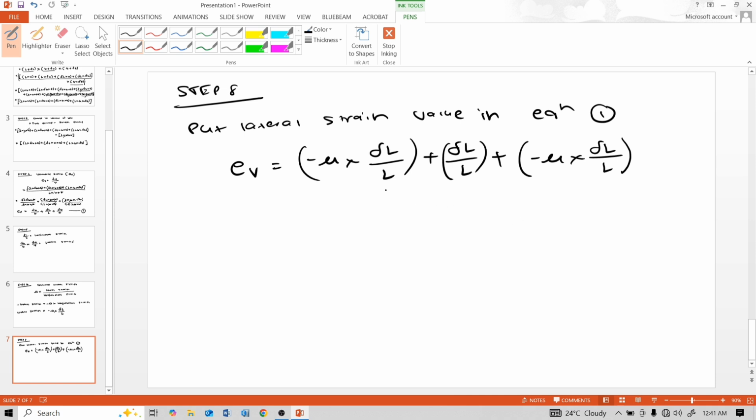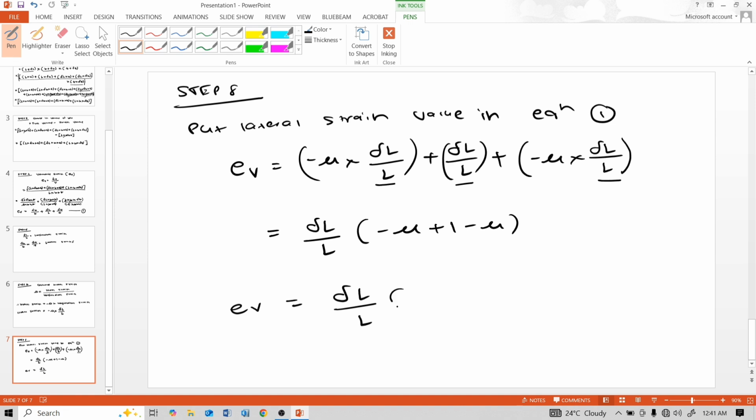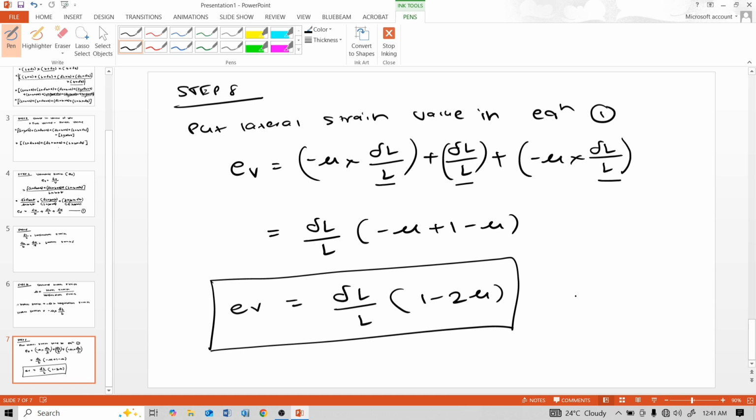Observe this equation, and take the common term out. Minus mu plus 1 minus mu, so EV is equal to change in length to the original length into 1 minus 2 mu. This is the volumetric strain of a rectangular bar: change in length to the original length into 1 minus 2 into Poisson's ratio mu.